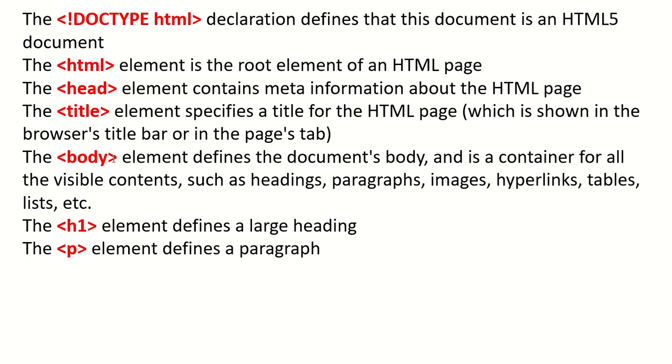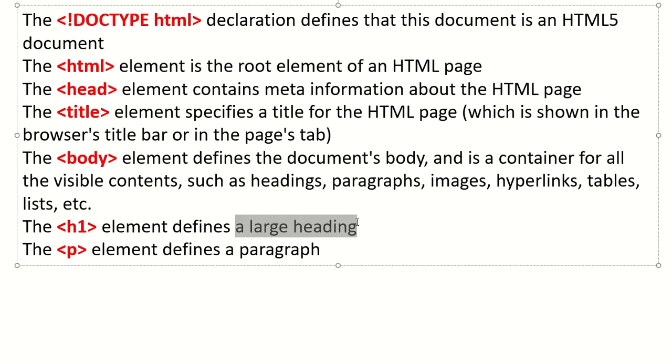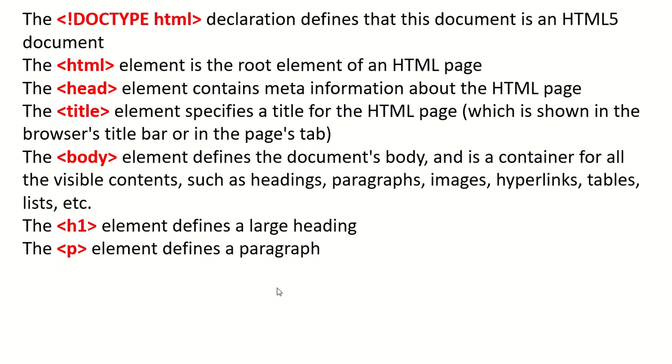Then we have the body element, which defines the document's body, and it is a container for all the visible contents such as headings, paragraphs, images, hyperlinks, tables, lists, etc. In our previous program we used H1 and paragraph. H1 defines a large heading, and P defines a paragraph. And likewise, we have many elements.